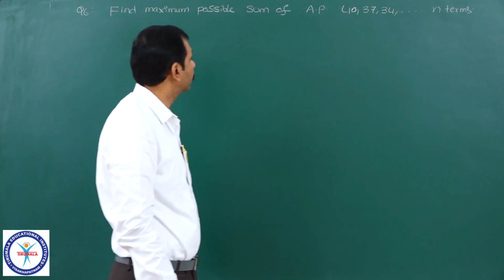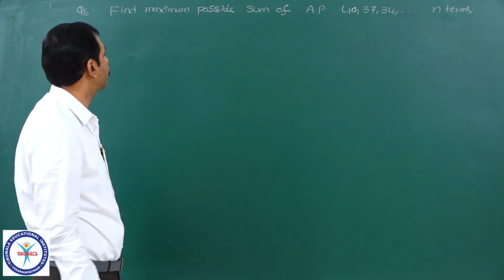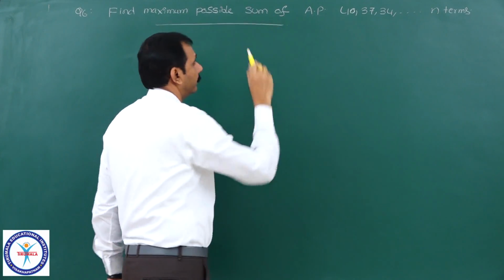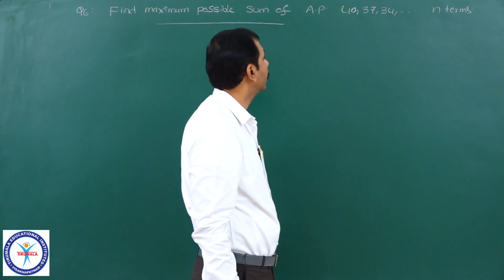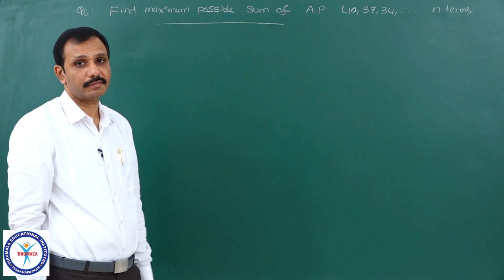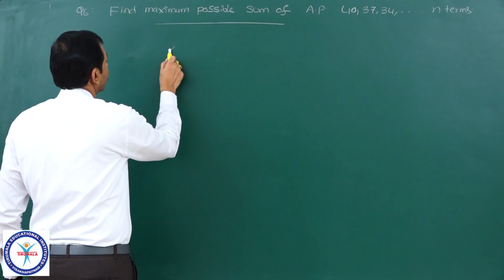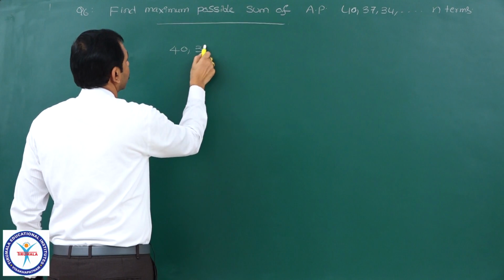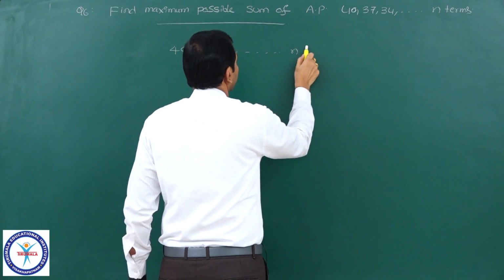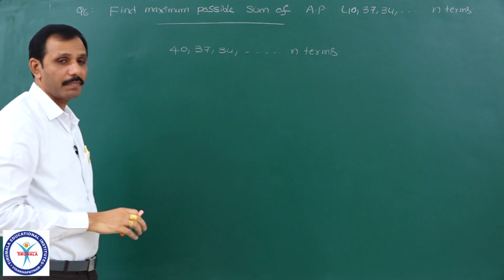Next problem. Previous problem discussion will be useful for this problem also. See here. Find the maximum possible sum of this AP 40, 37, 34 and so on n terms. Here you see what is the sequence: 40, 37, 34 and so on n terms is given. We want maximum possible sum of AP.